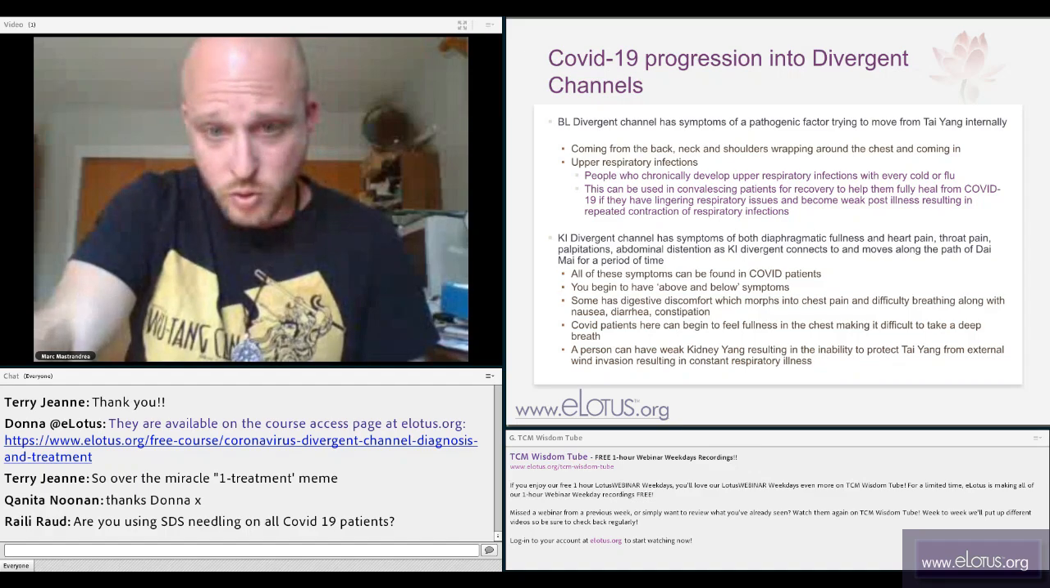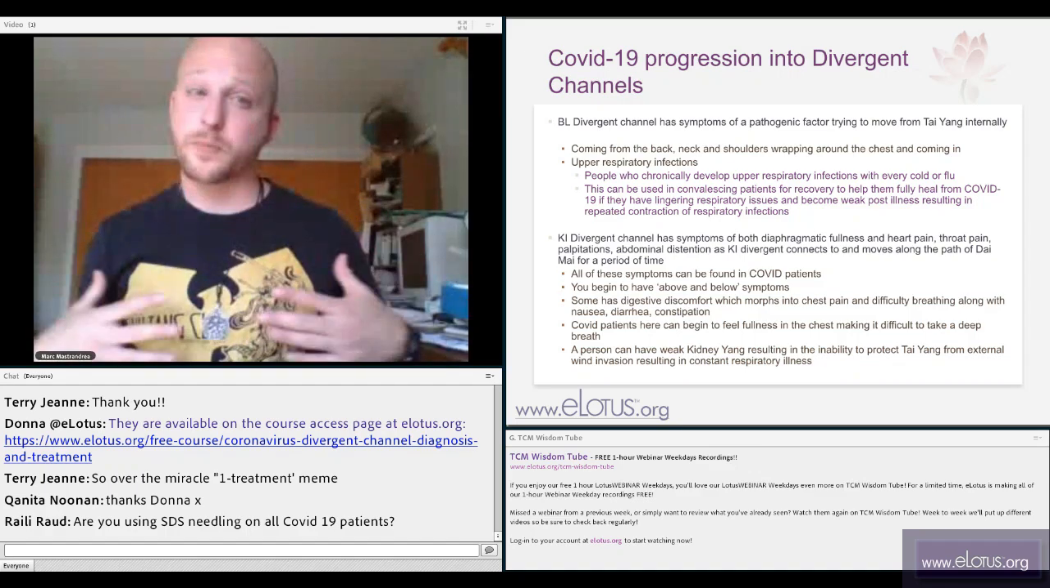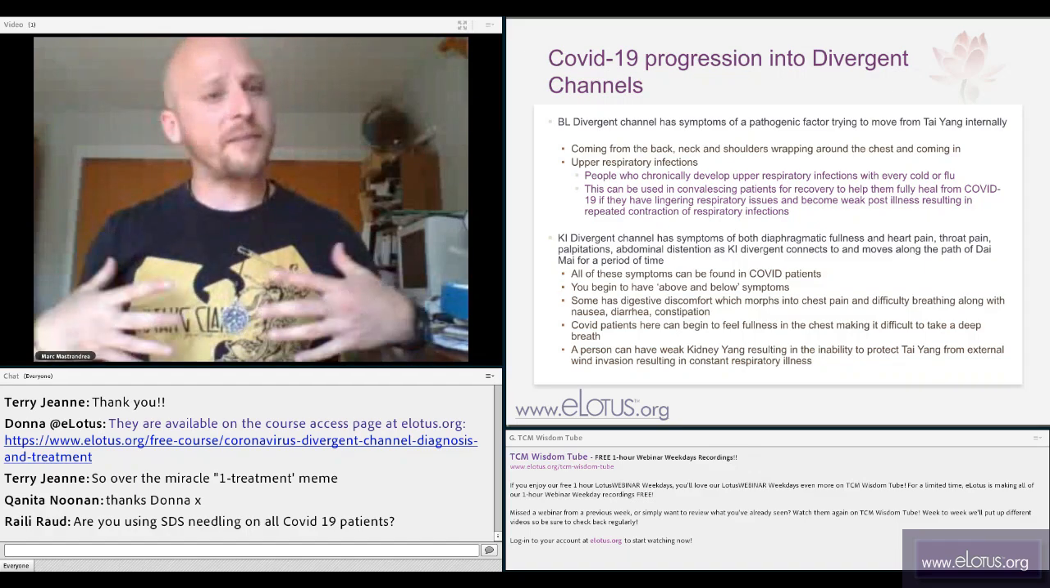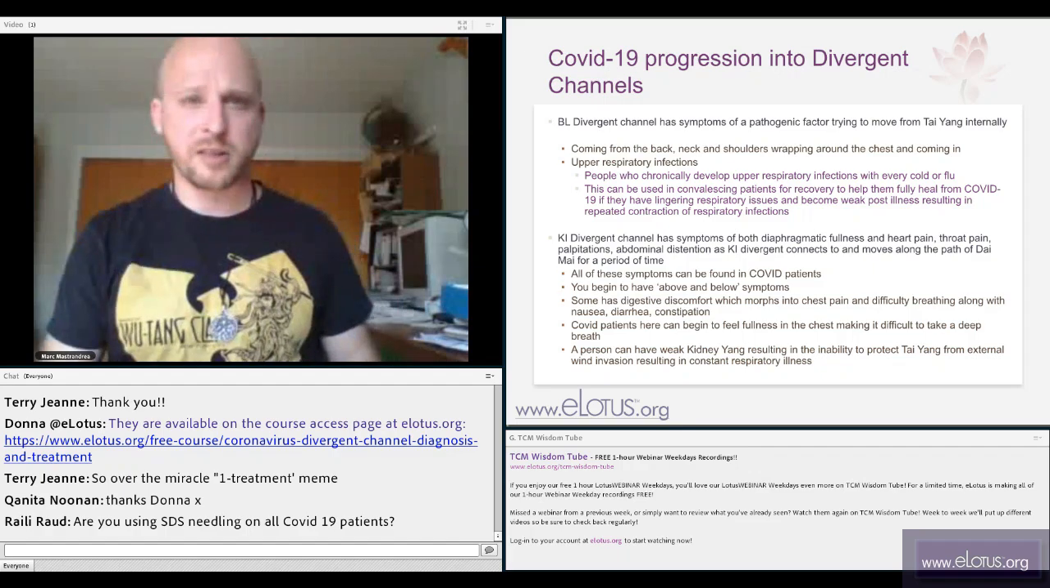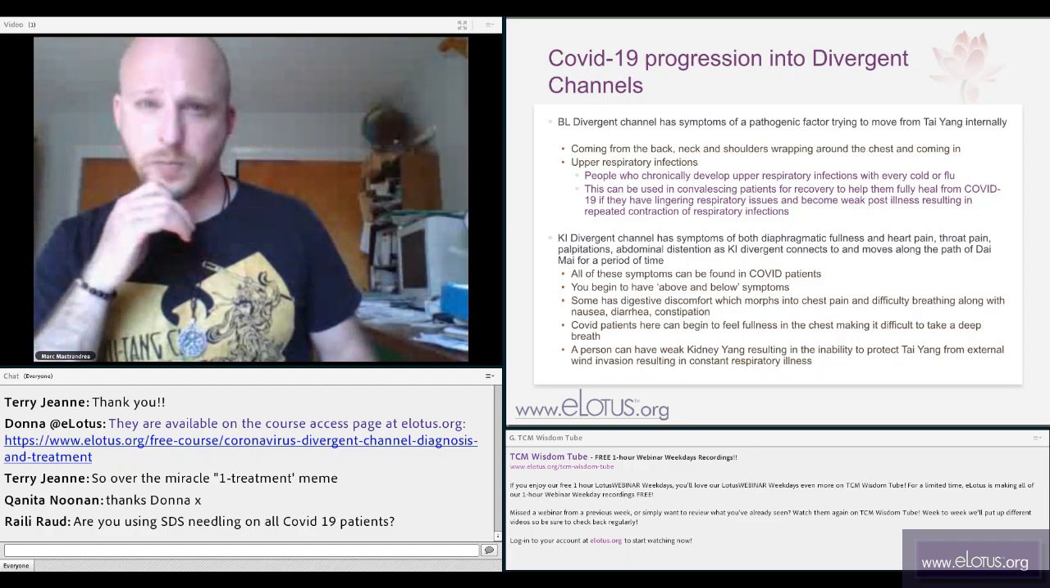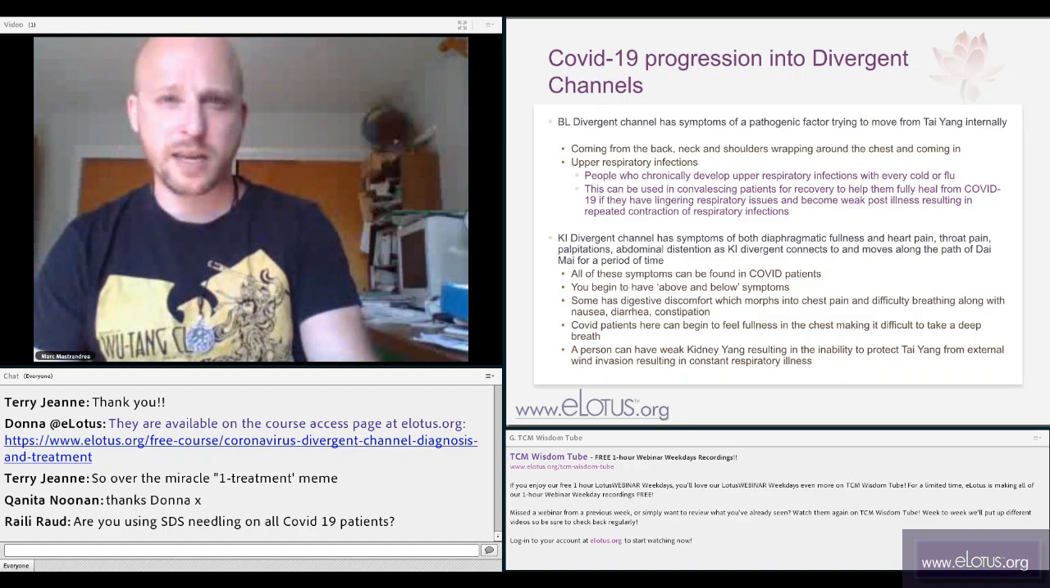The other things that you can do is you can have fullness of the chest and the inability to take a deep breath. That's very common in people who are recovering from COVID. They seem like they've lost lung capacity. You've probably read about things where they say people can lose 20 to 40% of lung capacity from COVID, you know, issues and scarring and injuries.